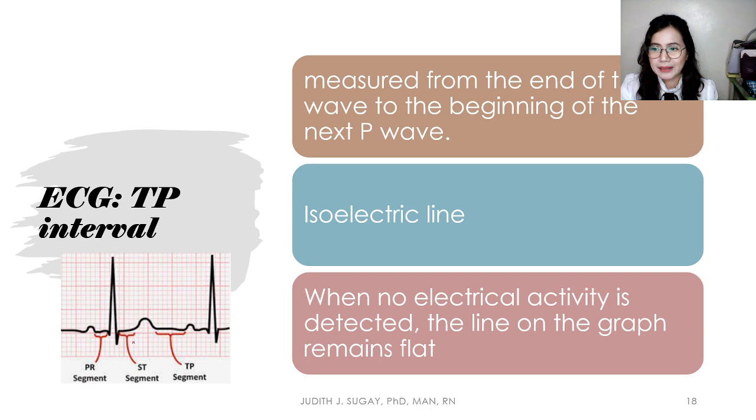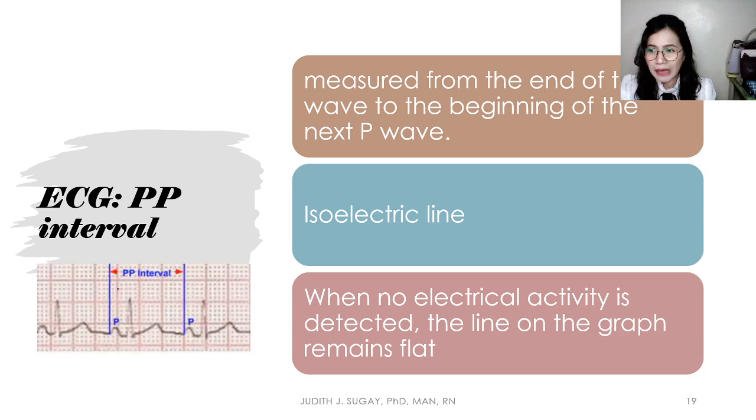TP interval, okay? So this is the TP interval. This is measured from the end of the T wave to the beginning of the next P wave. It is, as you can see, an isoelectric line. So when there's no electrical activity detected, the line on the graph remains flat, and that's what we refer to as isoelectric line.